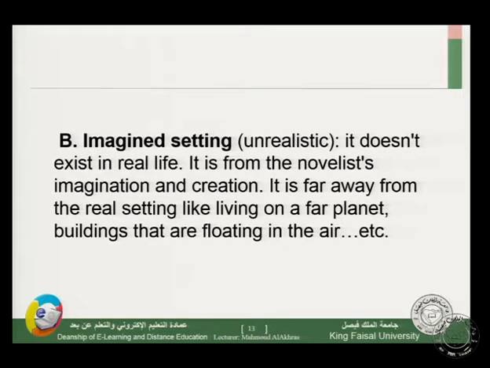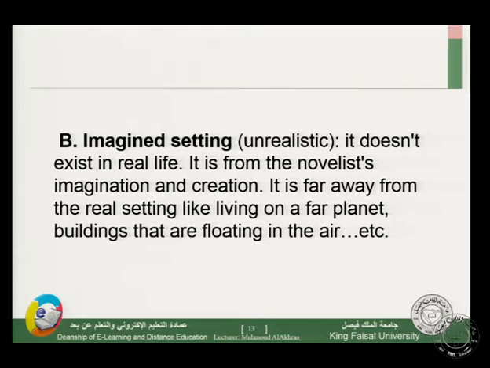This setting doesn't exist in real life. It is from the novelist's imagination and creation. He imagined this setting and created it from his own imagination. It is far away from the real setting, like living on a far planet.